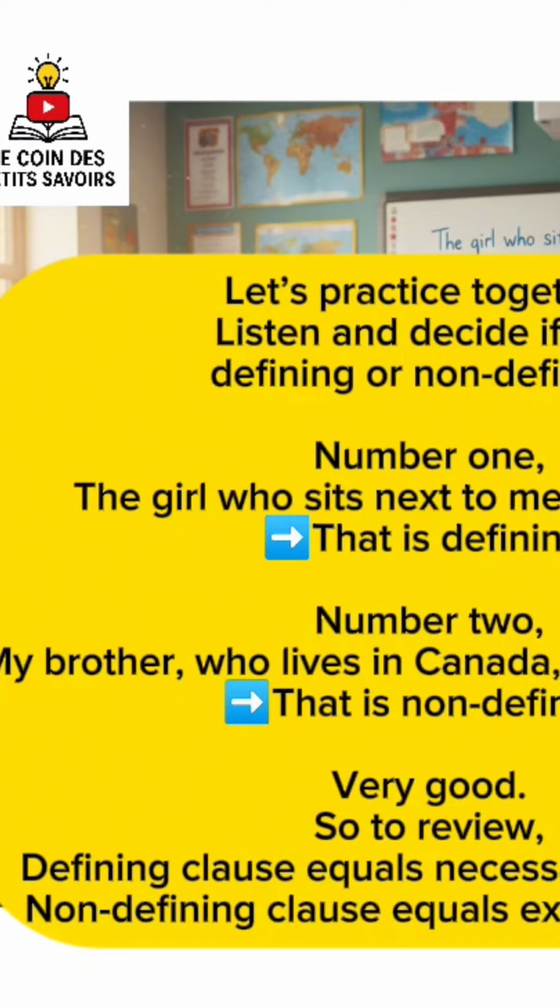So to review, defining clause equals necessary information. Non-defining clause equals extra information. That's all for today's short English lesson.